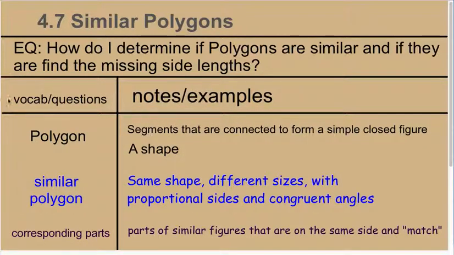Good afternoon, students. Today in class you learned section 4.7 on similar polygons, and now I'm going to take the opportunity to go over a few extra problems and extra examples with you. So we will take some time to do that.